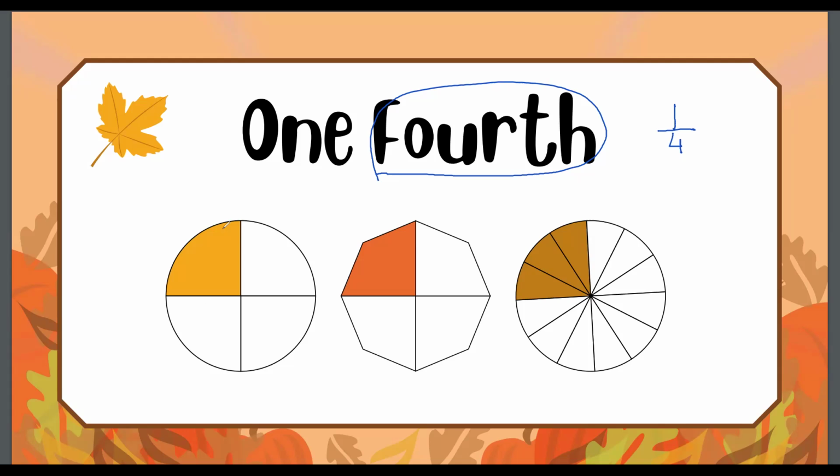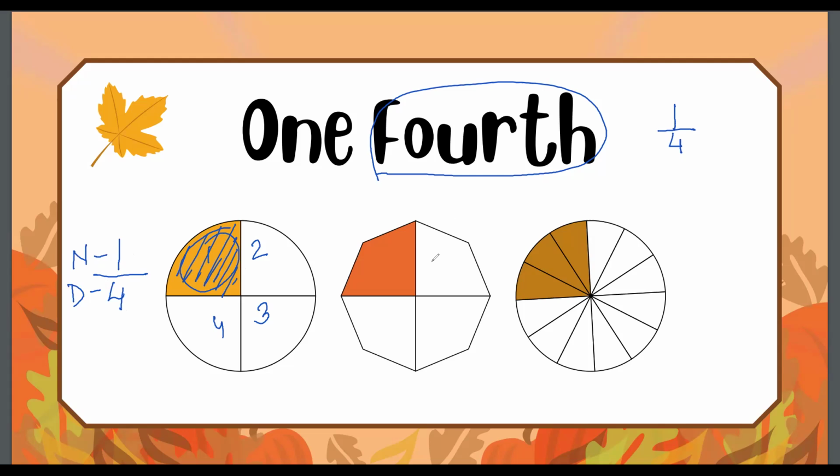Now if I ask how many total parts are there? Total parts are 1, 2, 3, 4. I told you the total number you always have to write at the bottom, and the colored part you always have to write in the numerator at the top. Now tell me, how many colored parts are there? Only one part is colored. So I am writing 1 in the numerator. This is my numerator and this is my denominator. So we have got our answer 1/4.